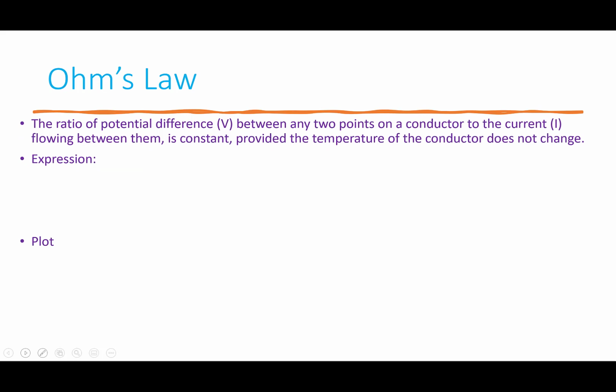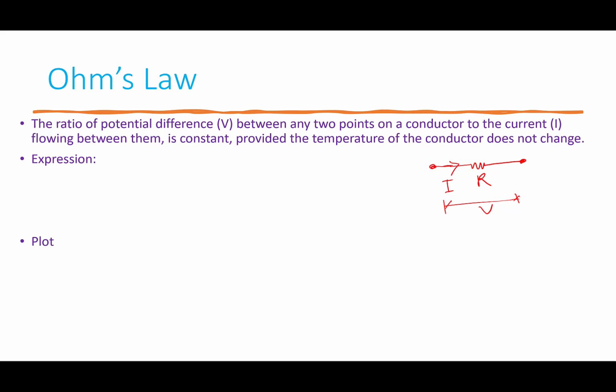So what is Ohm's law? So think about a resistor right here, R, and what is the current flowing through this resistor? Say it is I, and what is the terminal voltage? Terminal voltage is V. Now, according to Ohm's law, the ratio between voltage and current is always a constant. Okay, so what is meant by that?